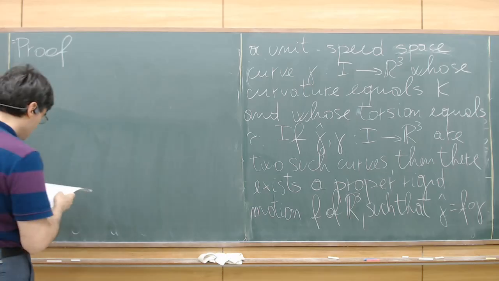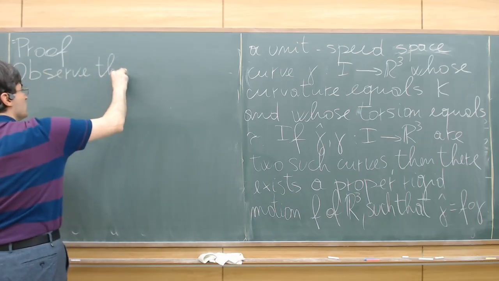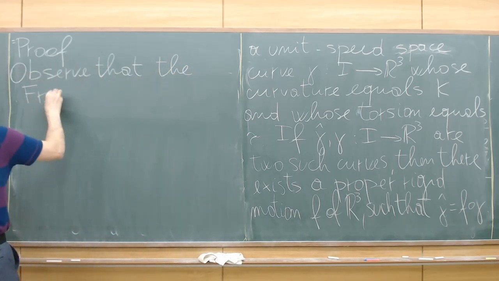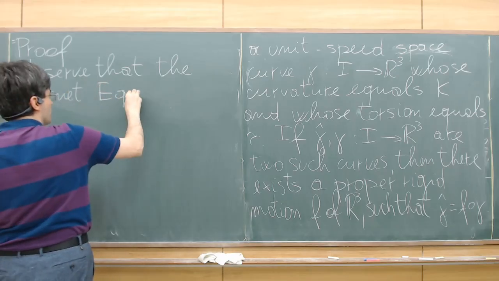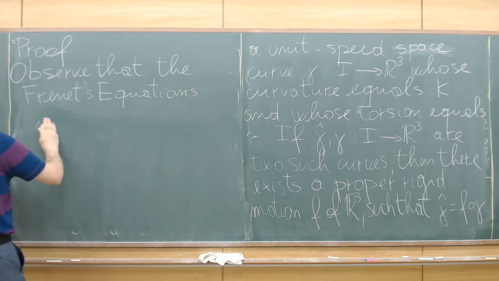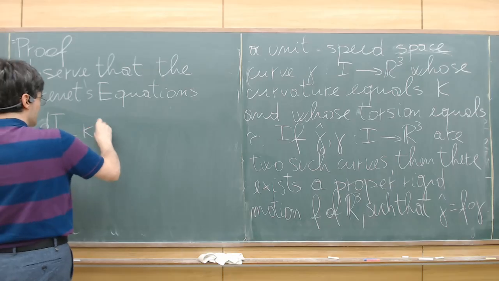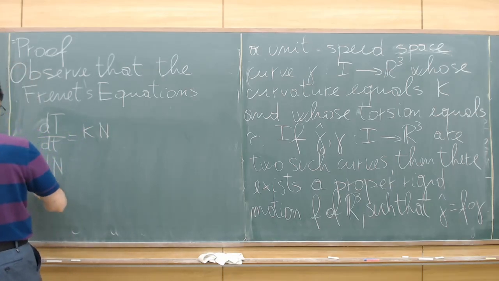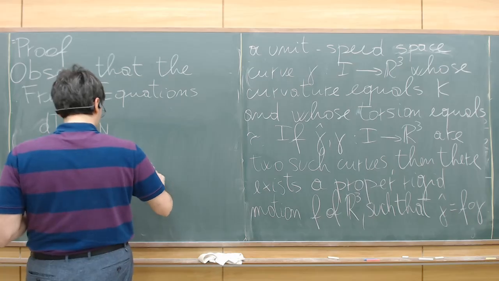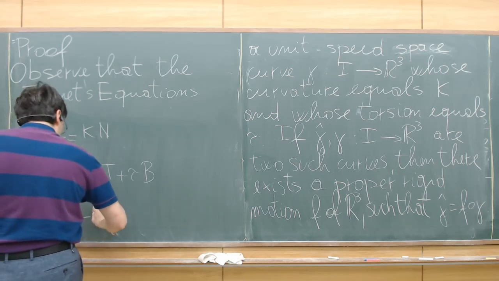Okay, so we observe the following fact. We observe that the Frenet equations are: dT/dt equals kN, dN/dt equals minus kT plus tau B, and dB/dt equals minus tau N.